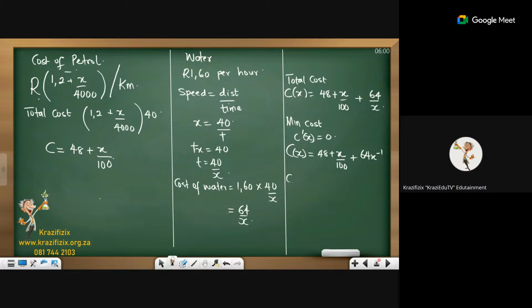Okay, so now what is the first derivative going to be? 48 would be 0 because it's a constant. X to the power 1, if you remember that, we bring the 1 down, 1 over 100, because we subtract 1 from that exponent and it's gone. Now, minus 64 x to the power of -2. Oh, that's what we have. Now, let's do the simple maths. All of this must then be equal to what?